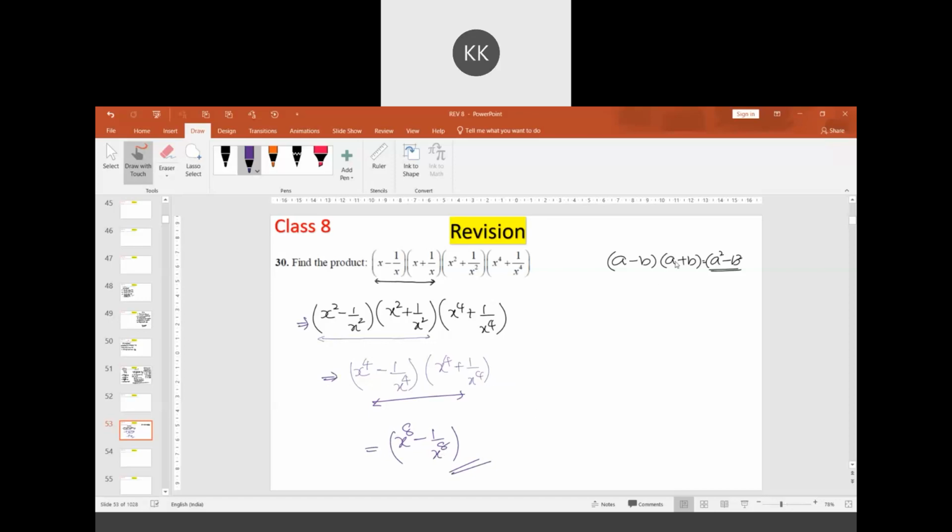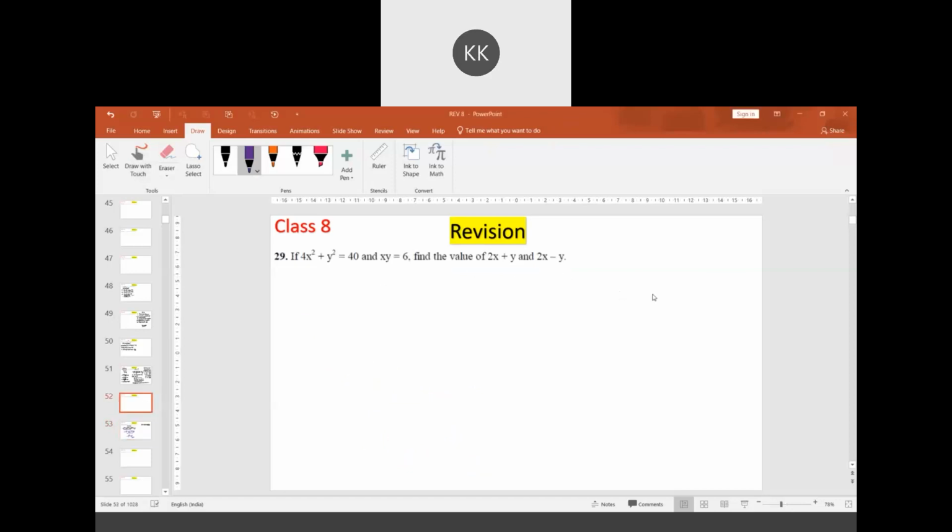Understood? Sir, we have used this identity. Sir, can I switch on my camera and explain the previous question? Yes, you can. Or if you want, I can give permission for annotation, you can use this annotation. Okay, sir.